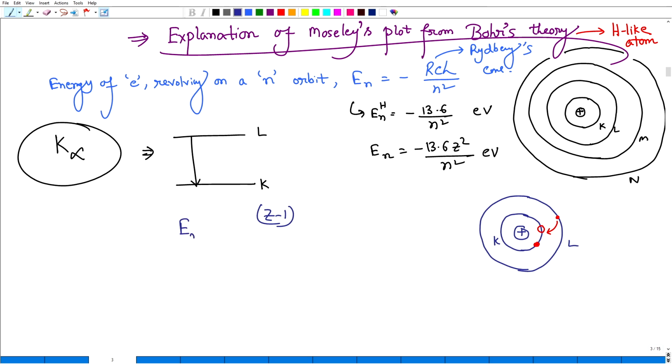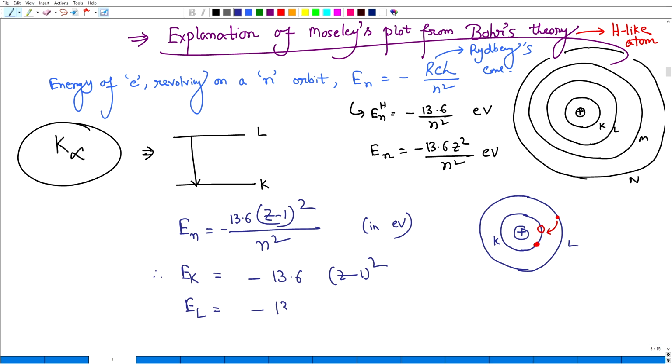So En should be minus 13.6 (Z minus 1) squared divided by n squared, obviously in electron volts. This is very important. In this way we are accounting for the role of other electrons. Now if this is the case, then what will be the EK? For EK, n is 1, so it will be minus 13.6 (Z minus 1) squared. What will be the EL? Minus 13.6 (Z minus 1) squared divided by 4.